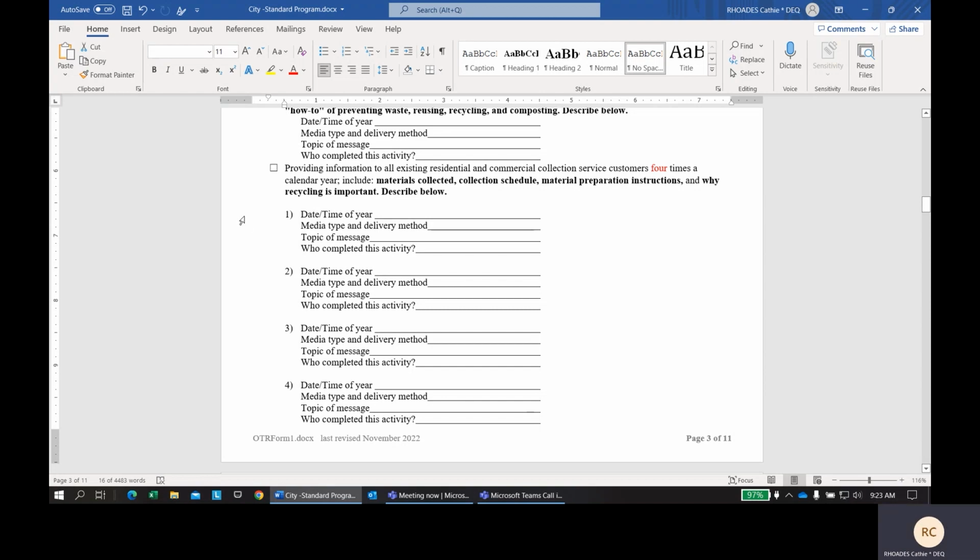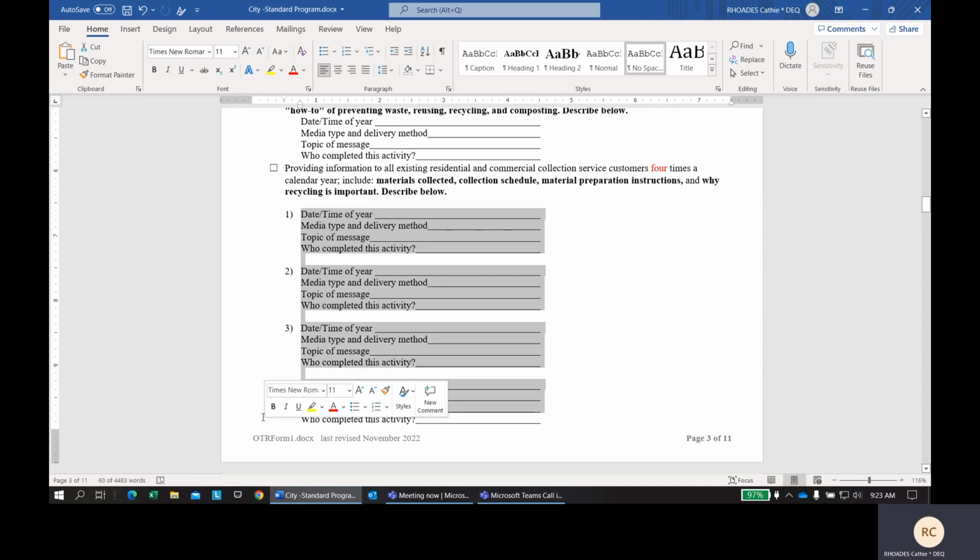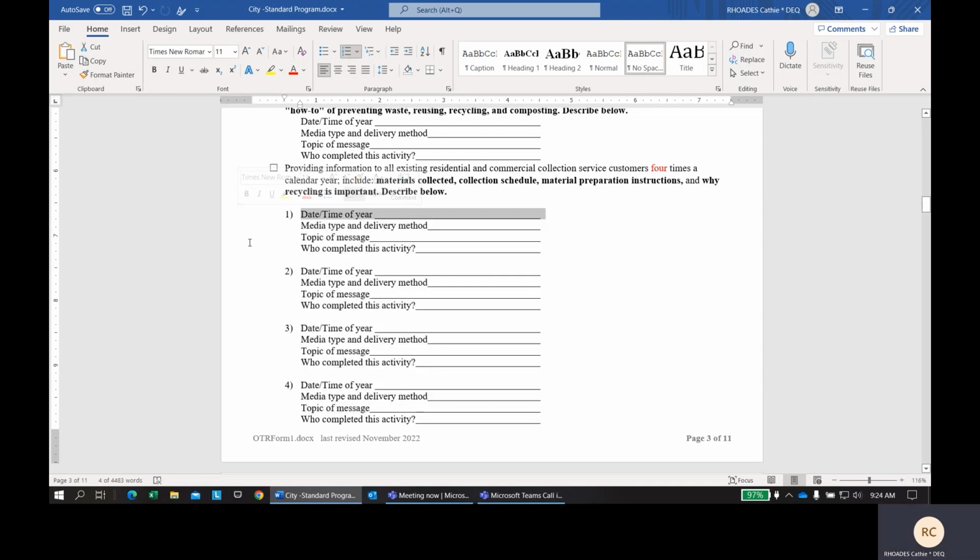We have provided 4 boxes here for you to tell us how you are reaching out to your residents, providing this information. Some examples of how you can provide this information could be city or service providers newsletters, or bill inserts. That would be a city bill insert, or it could be a service provider's bill insert, posting information on a county, city, or service provider's website, or other social medias. So as I indicated before, for time, it doesn't have to be a specific date. It could be just time of year.